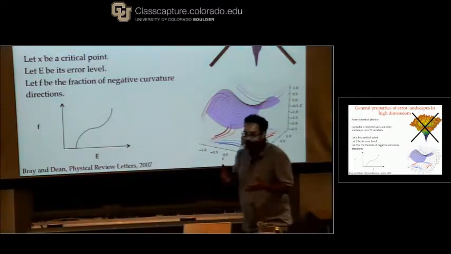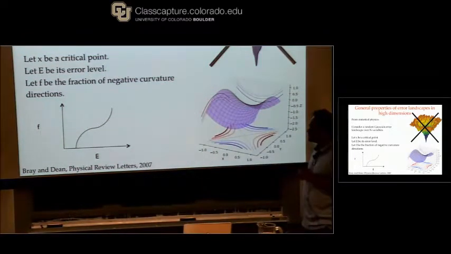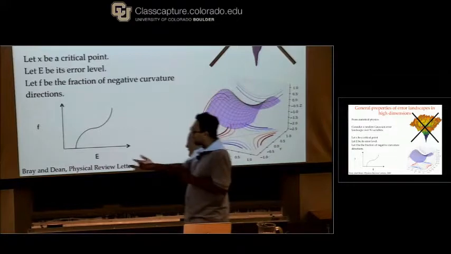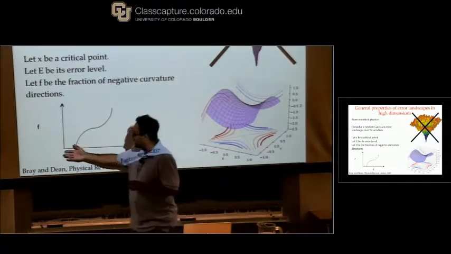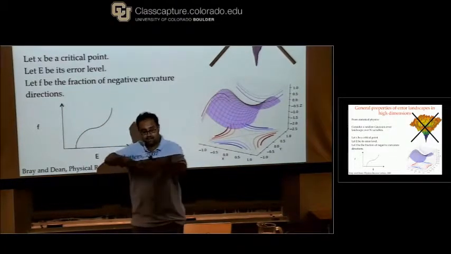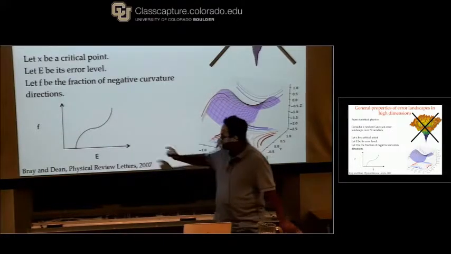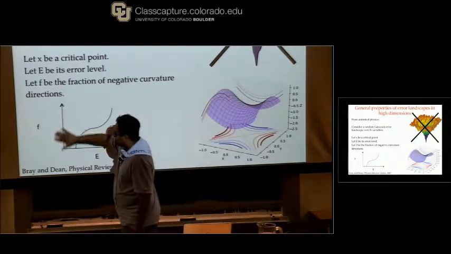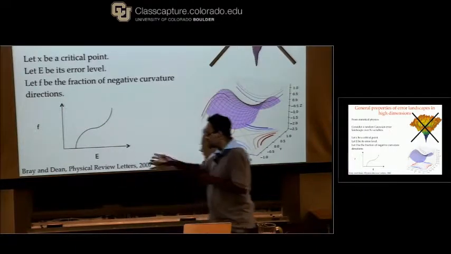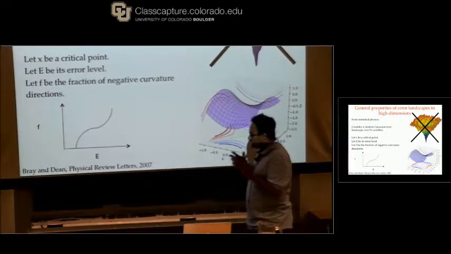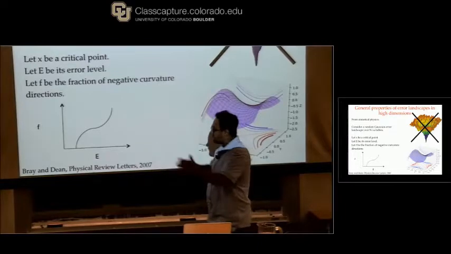So the basic take-home message is now you can take every critical point and plot it in a two-dimensional feature space, where the two dimensions are how high the critical point is, and what is the fraction of negative eigenvalues of the Hessian. Well, it's not the index, but the fraction of negative eigenvalues of the Hessian. That's the feature that we choose. And so Bray and Dean kind of did that using the Kac-Rice formula and all that kind of stuff.